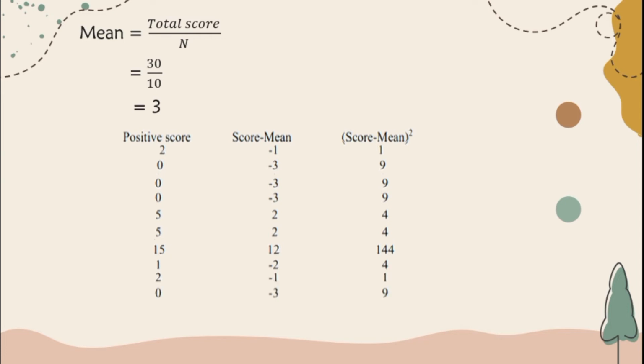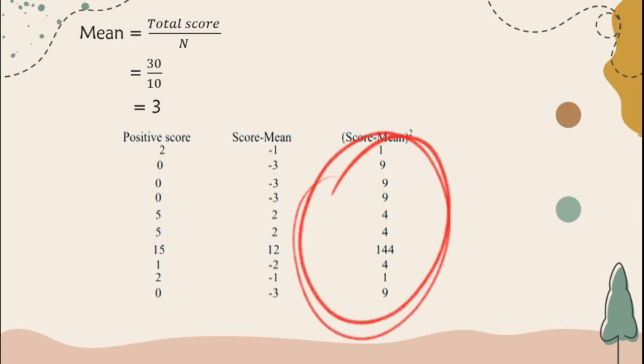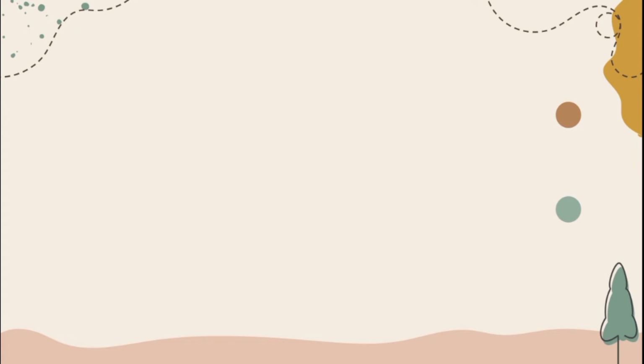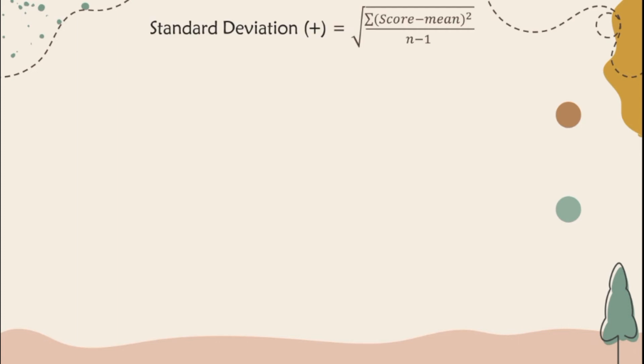And now, we will find the summation of score minus mean squared. Add 1 plus 9 plus 9 plus 9 plus 4 plus 4 plus 144 plus 4 plus 1 plus 9, which is equal to 194. And now, we will find the standard deviation of the positive score. The standard deviation formula is the square root of summation of score minus mean squared over n minus 1. Square root of 194 over 10 minus 1 equals square root of 21.56. Therefore, the standard deviation is 4.64.